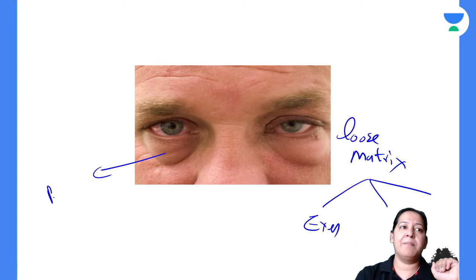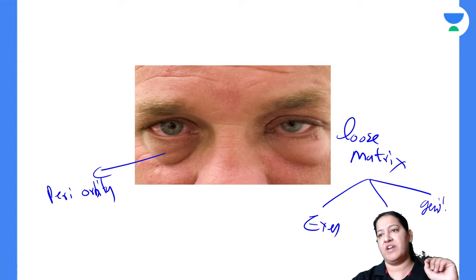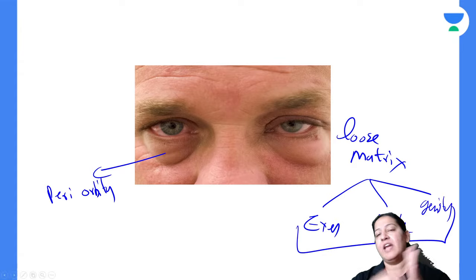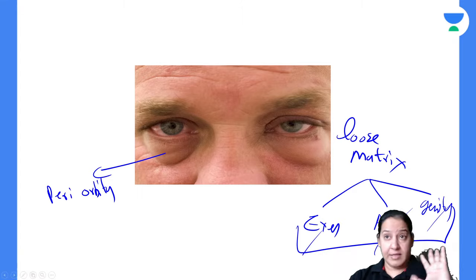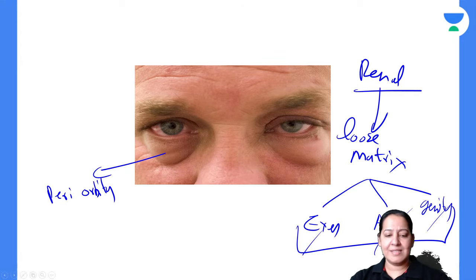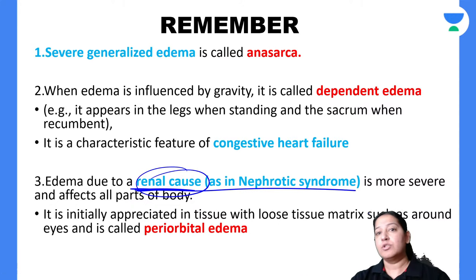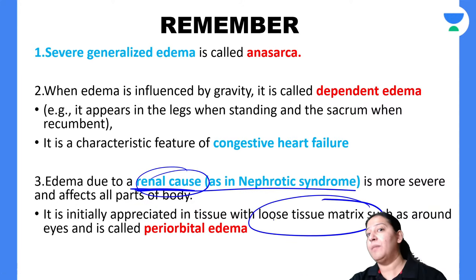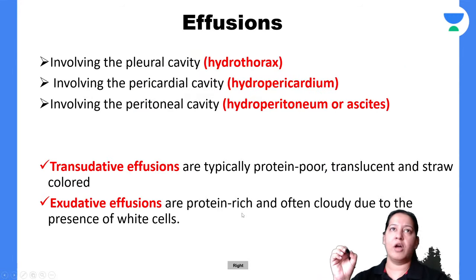So can you see this edema is periorbital edema, or the tissue in the entire face. Number two, the tissue in the ankle and tissues of the genital. So the patient basically has edema around the eyes, ankle edema and genital edema. This is renal edema. So renal edema tends to accumulate in loose matrix. So that is the rule, right? If the patient is having nephrotic syndrome or renal edema, the edema tends to accumulate in the loose matrix, that is around the eyes, or periorbital edema. Give me a thumbs up. You got it.